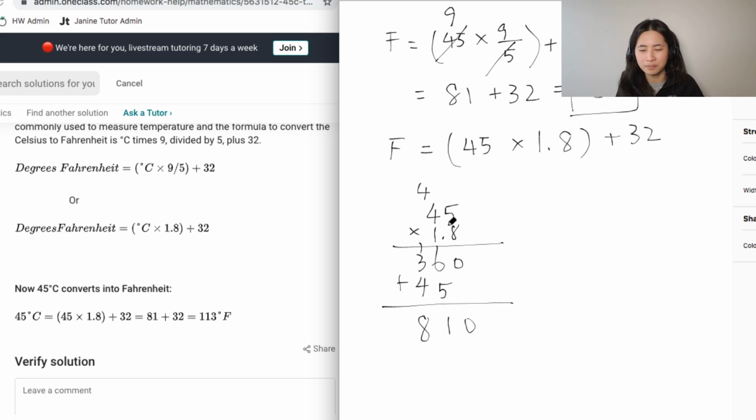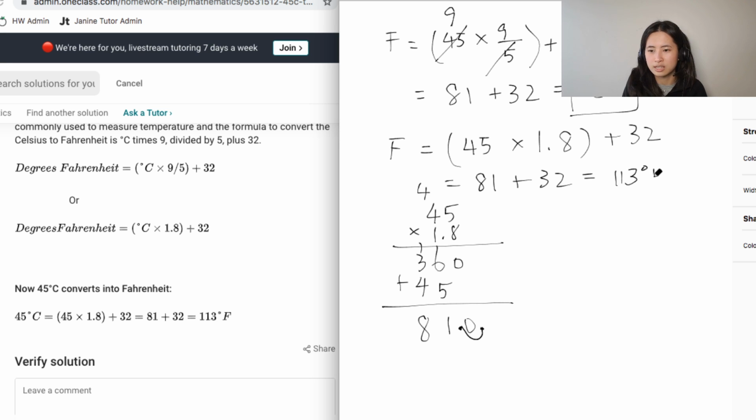And then as you can see, because you have one number after the decimal point, that means you start from this 0, right? Don't forget you still have that 0. Don't just drop that and have 81, because that would be wrong. And then all you have to do is you move this decimal point to the left once, because you only have one number after the decimal point. That's why you're going to get 81. So this is 81 plus 32, and this is equal to 113, and this is degrees Fahrenheit. So that's your final answer.